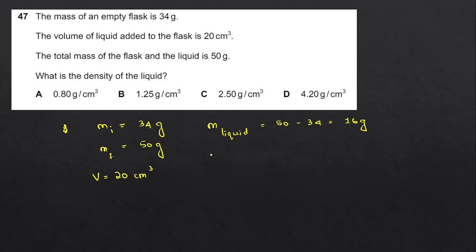Let's write down the formula for density. Density equals mass over volume. This will be equal to 16 over 20, which is 0.8 gram per cm cube. Mass is taken in terms of grams and the volume of liquid is measured in terms of cm cube. So the final answer has to be in terms of gram per cm cube. So the correct answer is option A, 0.80 gram per cm cube.